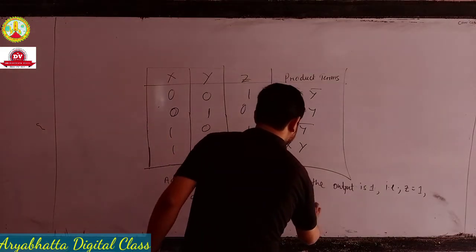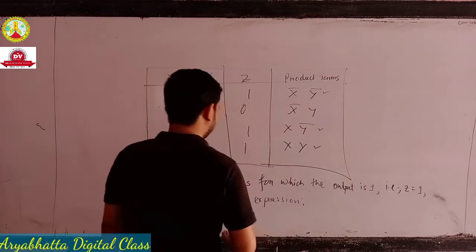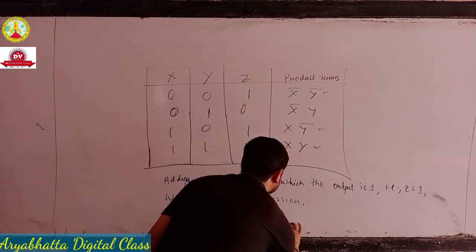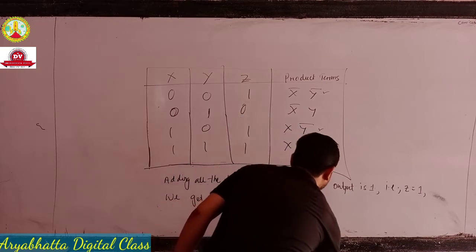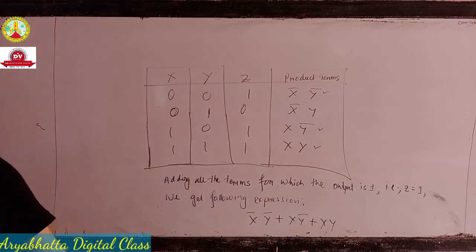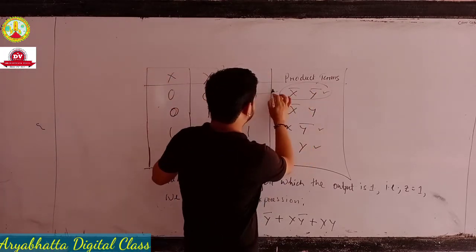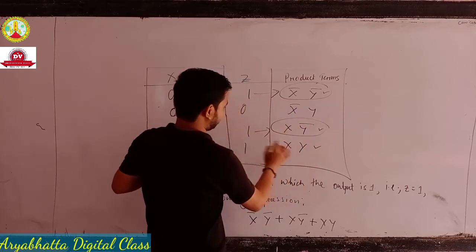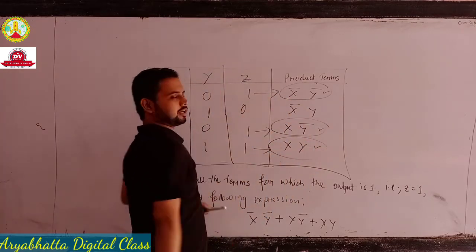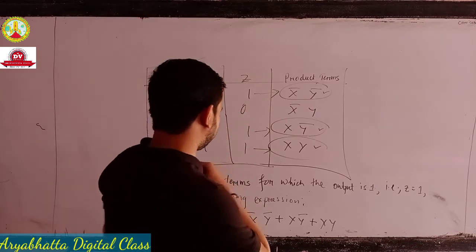Means we take those values of 1. Number 1 means x bar y bar plus x y bar plus x y. That is the function. Which product terms become 1 for the respective values, that is what we take. No need to circle with the arrow direction in the exam, I just show you for understanding purposes.